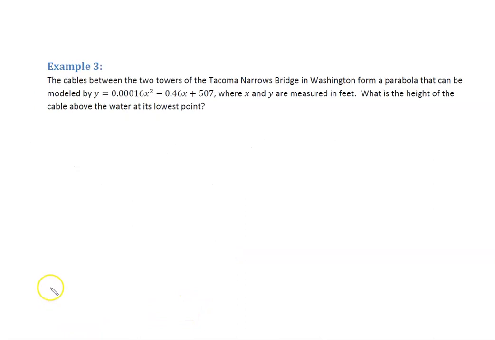Let's go ahead and look at another example like the previous one. This is about the Tacoma Narrows Bridge in Washington. It also is a suspension bridge, so it forms a parabola, and the equation is shown in the problem. And it once again establishes that x and y are both measured in feet.